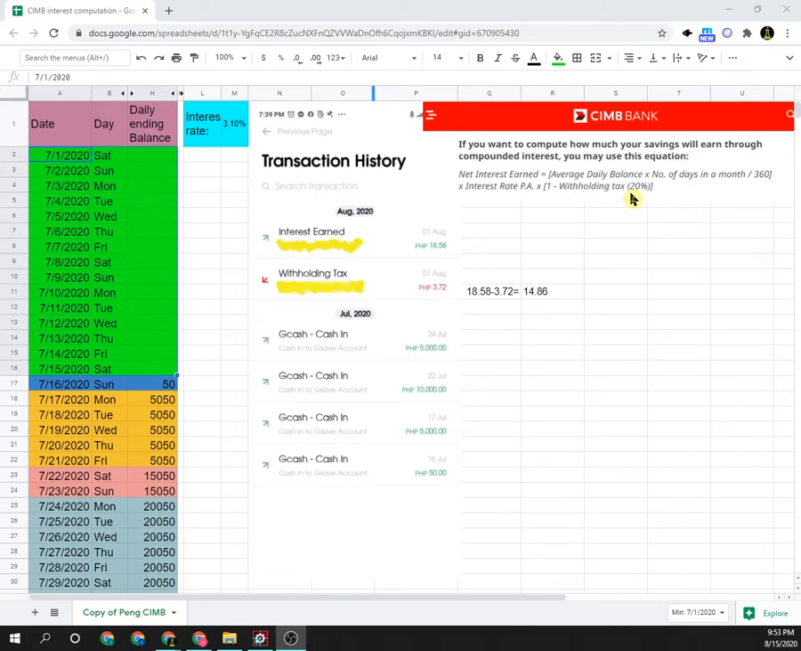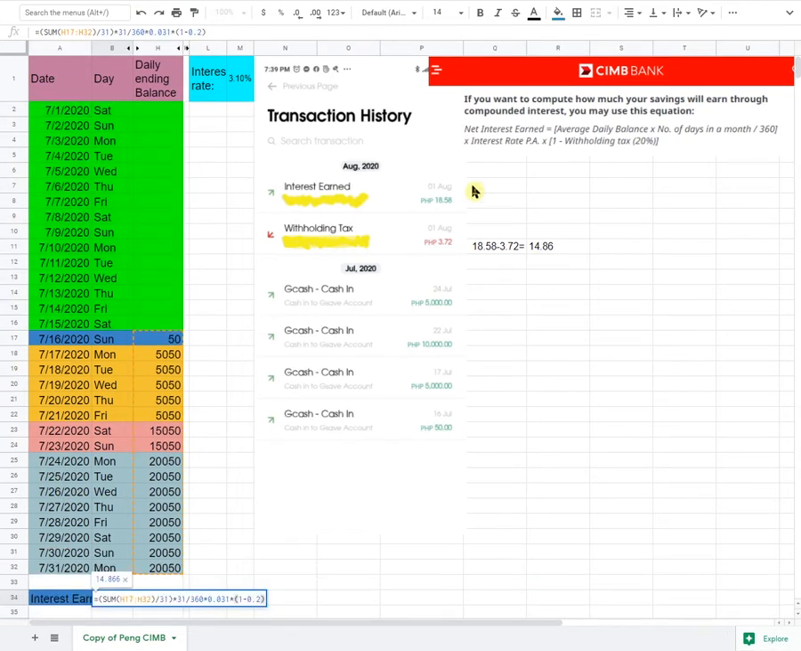So this account was recently created by my sister, hence the lack of transactions in the first 15 days. But as you can see in the transaction history, on July 16th, 50 pesos was deposited. On July 17th, 5,000 was deposited. On July 22nd, 10,000 was deposited. And finally, on July 24th, 5,000 was deposited. We have included a summary of these transactions in the far left of the spreadsheet.